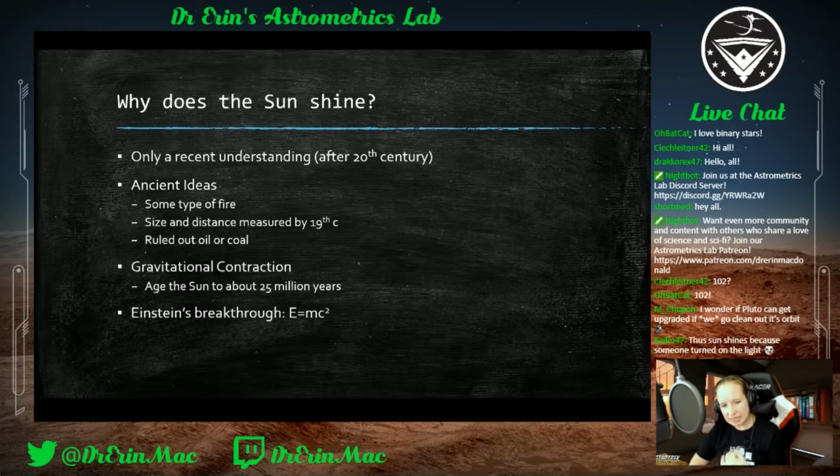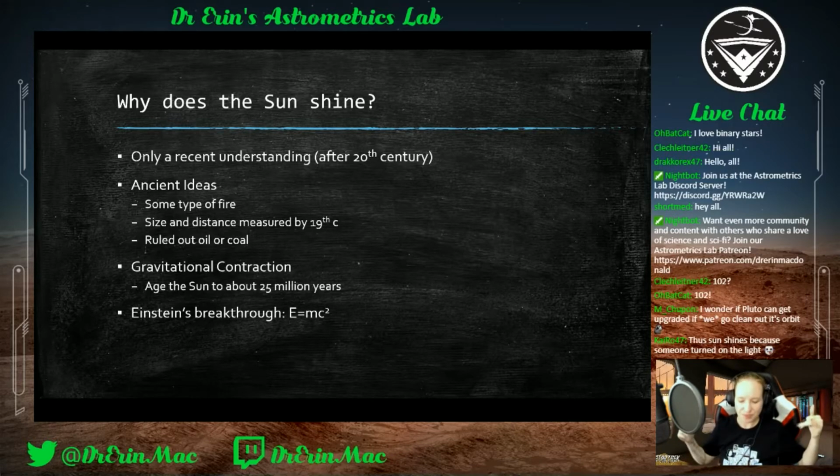Now, in the 19th century, we had a better understanding of the size of the sun and the distance from us. We're starting to measure the other objects that we're seeing. We've got telescopes that we're using regularly. And we're starting to realize, okay, this sun is this big and it's this far away. That ruled out fire in the traditional sense for being a source of that, whether it's wood, oil, coal, whatever it could be.